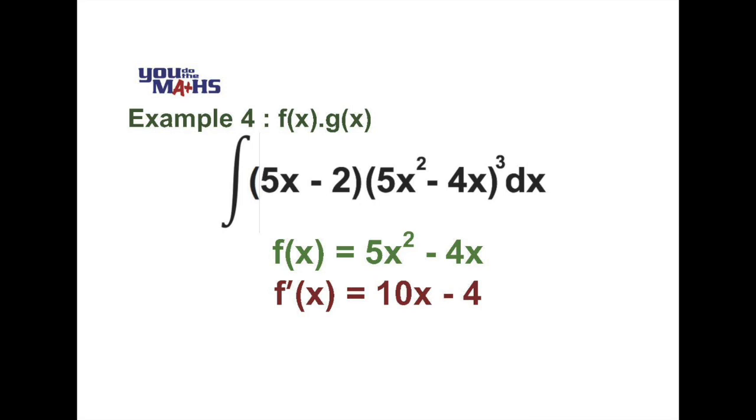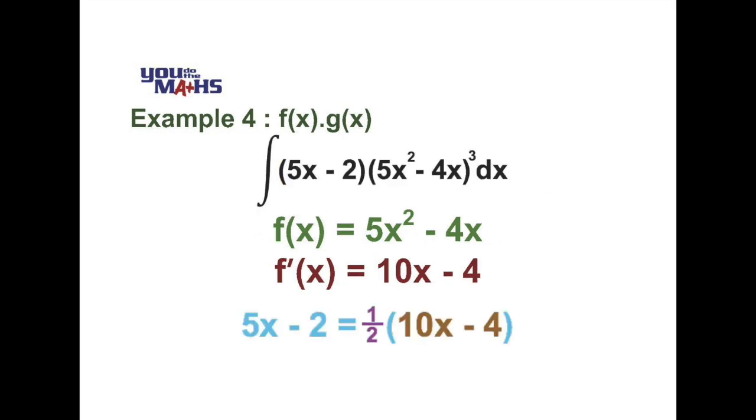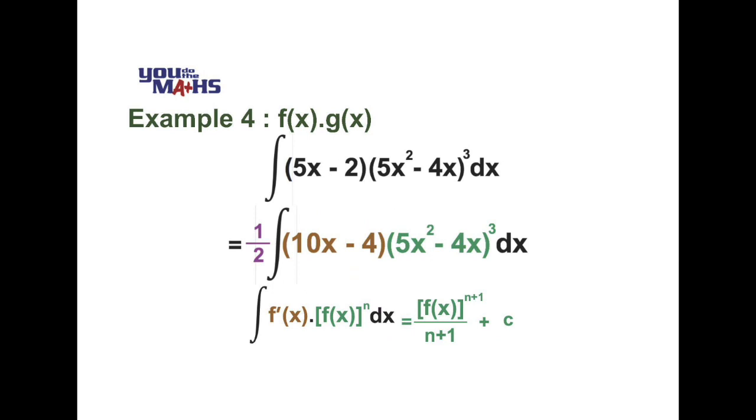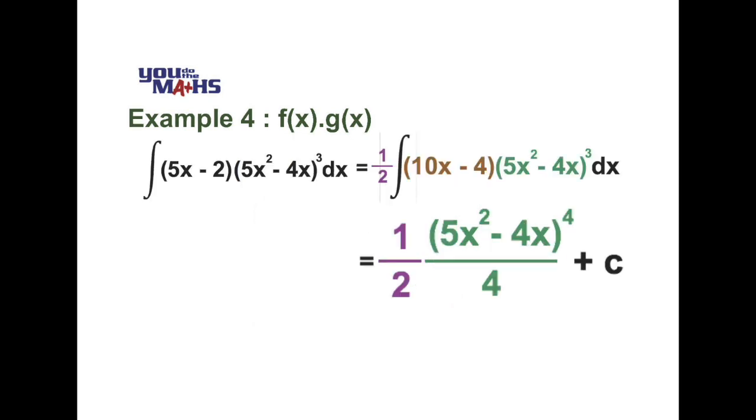Now we look to see if there's a connection between 10x minus 4, the derivative, and what's in the integral, which is 5x minus 2, and we should be able to identify that 10x minus 4 is twice 5x minus 2. Alternatively, we can write 5x minus 2 as 1/2 of 10x minus 4. We'll include that in the integral, and now what we can do is apply our rule. We can see in green that we've got f at x, 5x squared minus 4x, and that's raised to the power 3. And we've got the derivative of the expression in the bracket, in other words 10x minus 4.